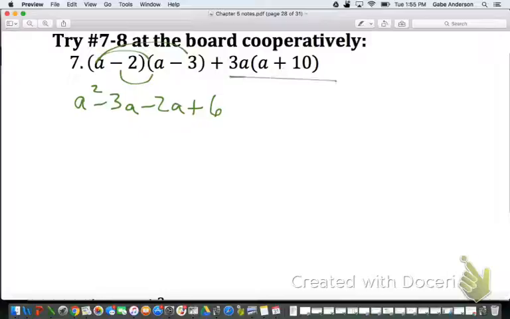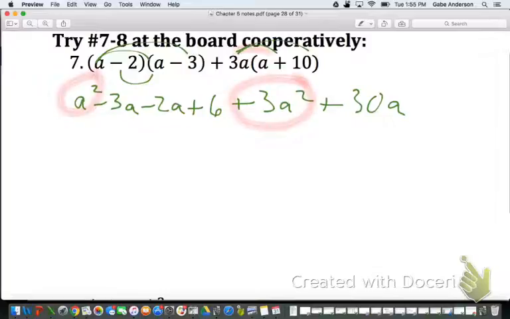And then what do you guys see over here on the right? Binomial times a monomial. And what property do we use for that? Just distribute. You guys said distributive property, so we're going to attempt to do that. So when I distribute, I get plus 3a squared plus 30a. Once I get down to this, it comes down to adding some like terms. So there's quite a bit going on. So a squared and 3a squared are like terms, so 4a squared.